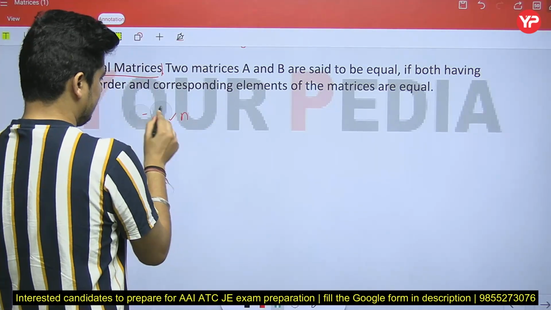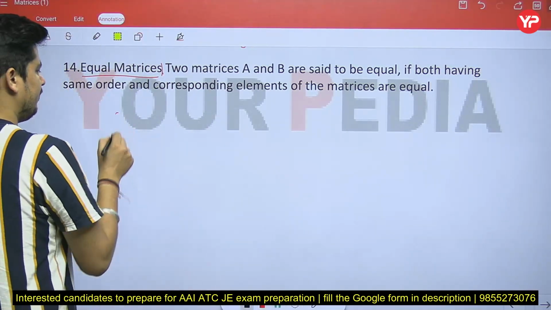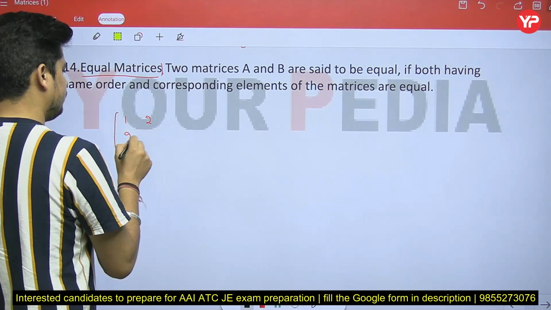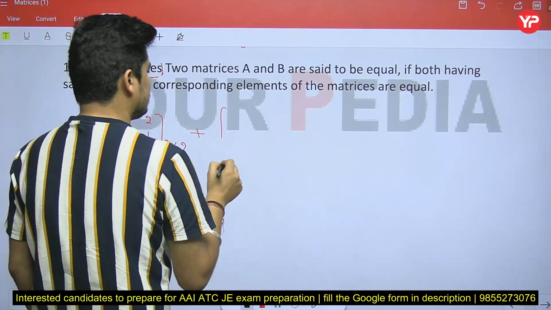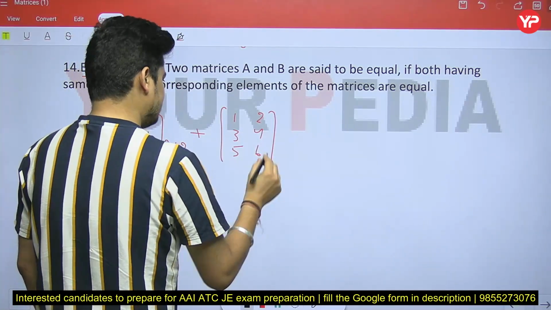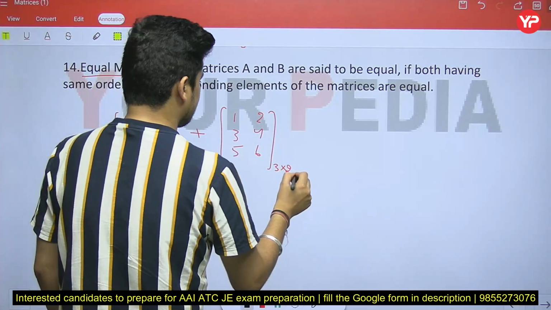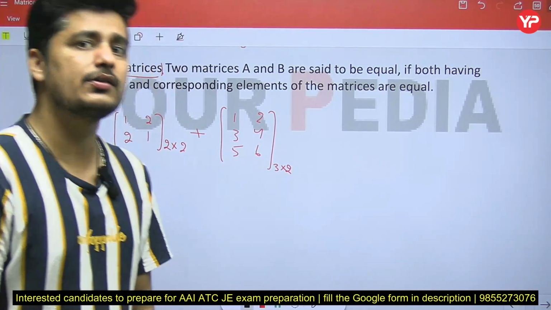Let's take an example here. Let's take a matrix 1, 2, 2, 1. That is 2 cross 2. And we are trying to add this matrix 1, 2, 3, 4, 5, 6. This is a 3 cross 2 matrix. So this addition is not defined.